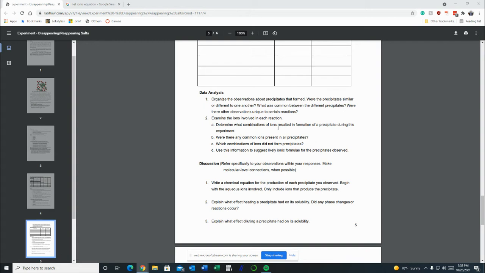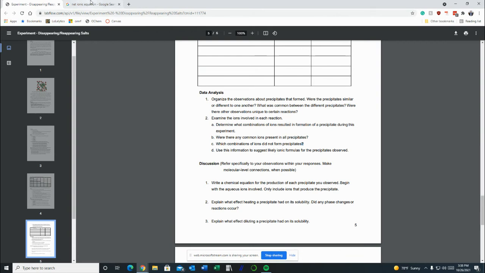So talk about what ions mainly form precipitates and which of them did not form precipitates at all, and you'll get your points for those questions. And then 2D is asking you to use this information from 2A through C and suggest the ionic formulas for the precipitates that you saw. And so what this is, you're going to talk about the molecules that you believed formed.